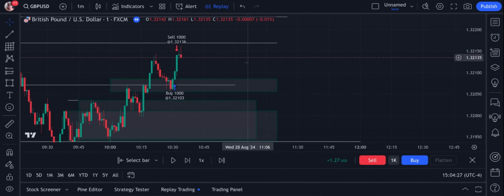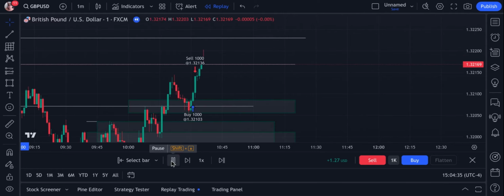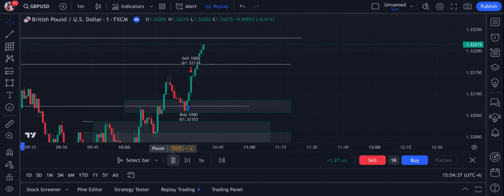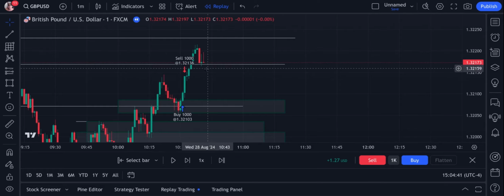All right, first TP hit. Our second TP is this white line here. The third TP is this white line there. Let's see what time it is. It is 10:41.